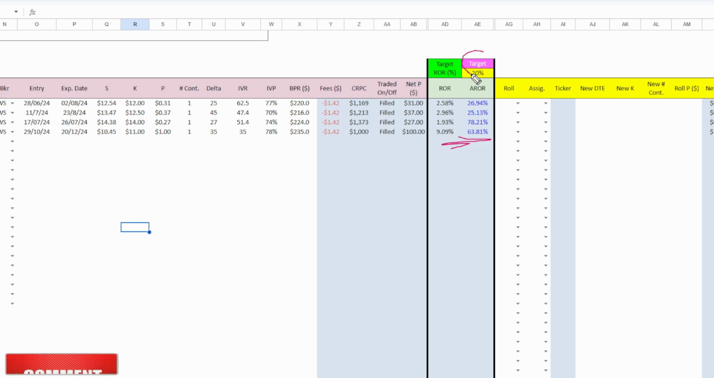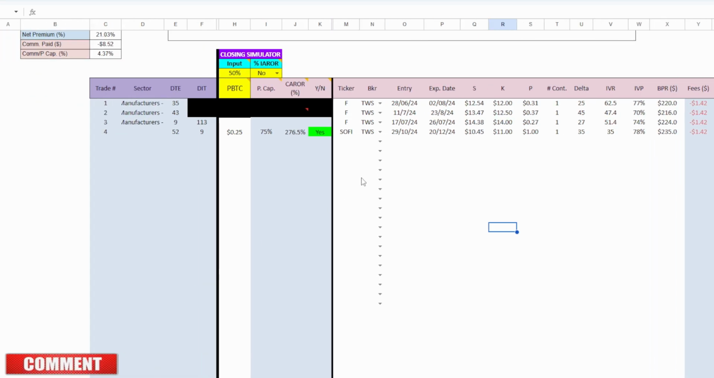As you guys can see, that's way above my yearly target, which is 20%. To be conservative, to be very, very conservative, my goal annualized is 20% per year. I'll be living the dream if I can get 20% per year. So what do I do with this trade now?